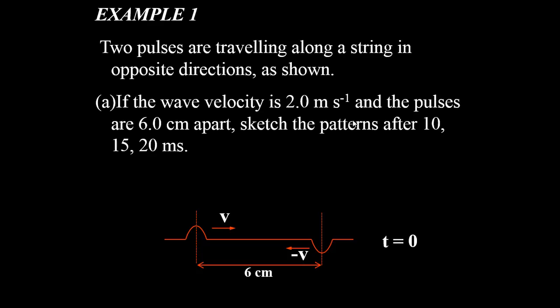With that, let's take a look at example 1. Two pulses are traveling along a string in opposite directions as shown. If the wave velocity is 2 meters per second and the pulses are 6 cm apart, sketch the patterns after 10, 15 and 20 milliseconds. You can pause here for 5 minutes to answer this question.